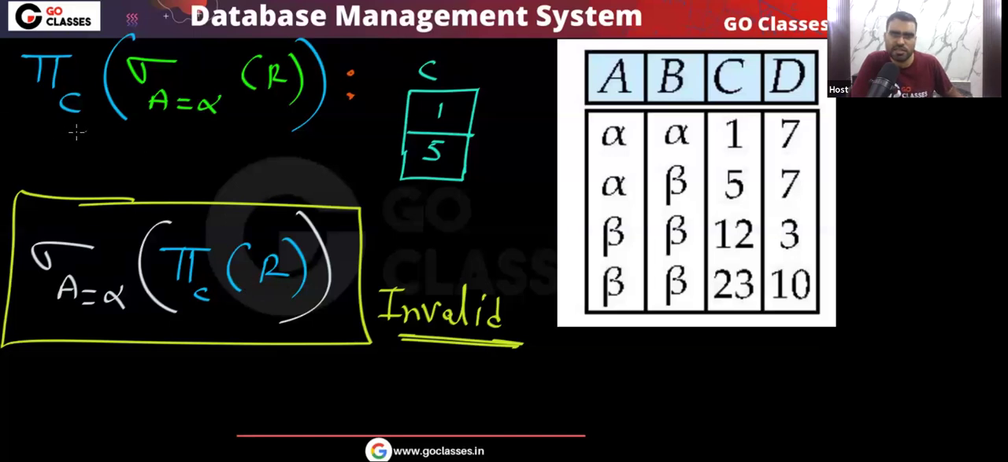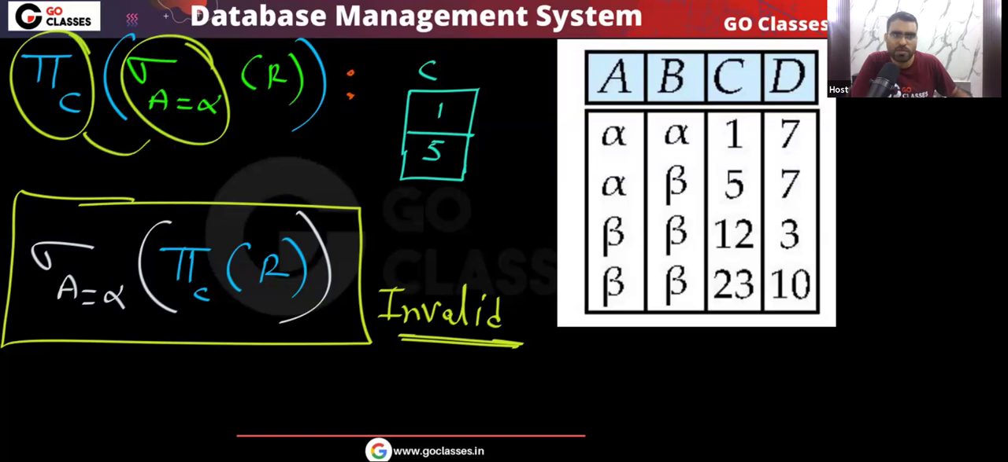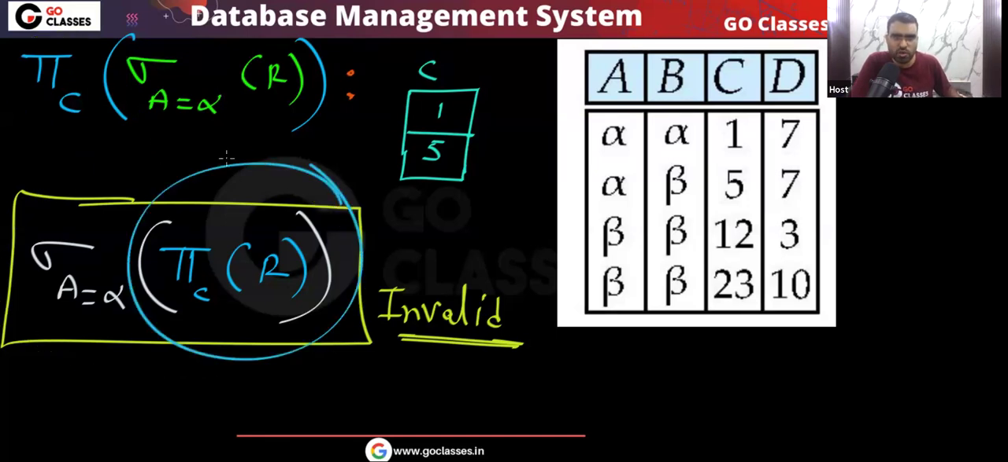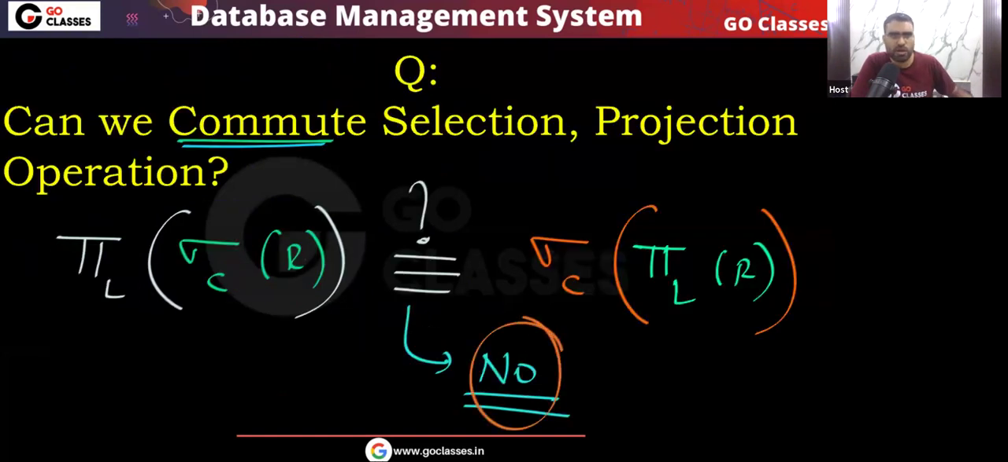You can see in this example that this query is fine. But if I commute them, if I swap them, then this query is invalid, because here you will have attribute C. Can I apply this condition on attribute C? The answer is no. So you can see this is invalid. So I can say that you cannot swap; you cannot commute selection and projection.